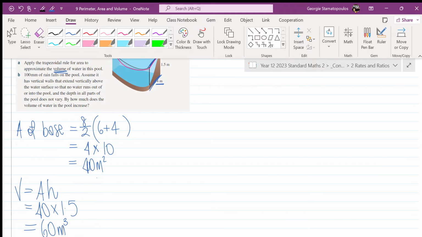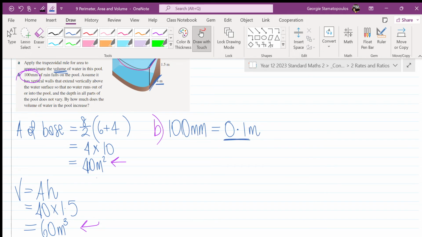What you notice about the rain, it's in millimeters, but our volume and our area, everything else is measured in meters. So 100 millimeters of rain equals, if you're not sure what to do, millimeters to centimeters, divide by 10, and then divide by 100. So 1, 2, 3, so we've got 0.1 meters. So that is the height.